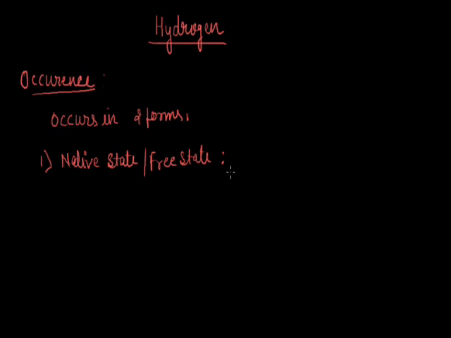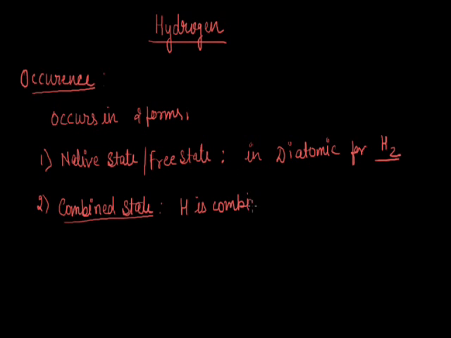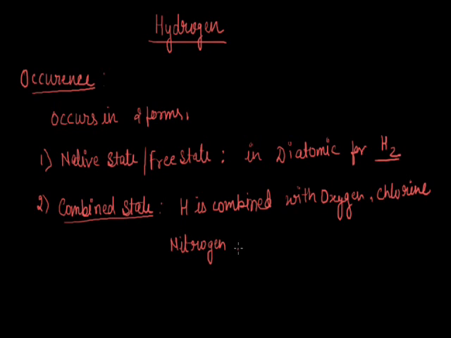Hydrogen occurs in native state or free state in diatomic form, means hydrogen in the form of H2. H2 is its free state, and the second occurrence of hydrogen is in the combined state. That means hydrogen is combined with other elements like oxygen, chlorine, nitrogen, carbon, sulfur.